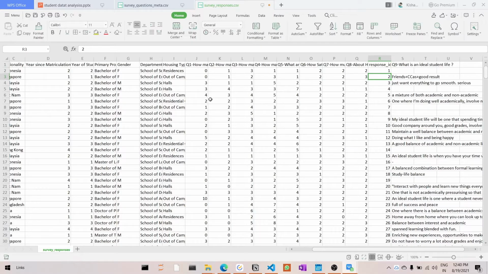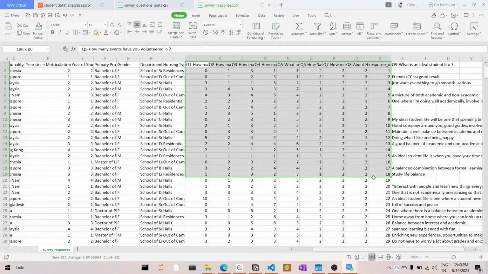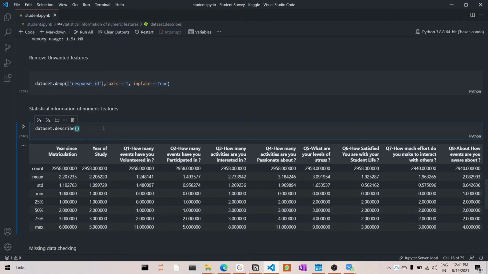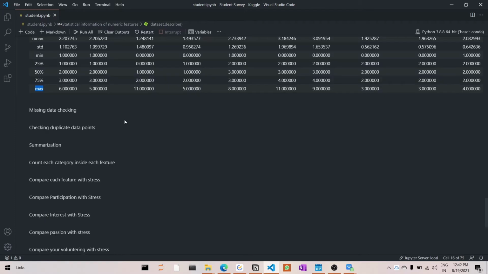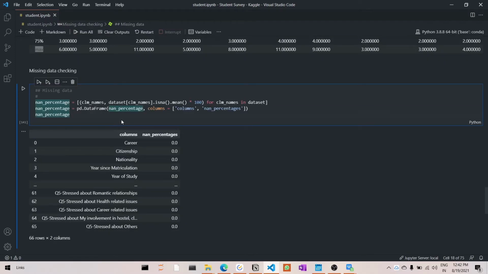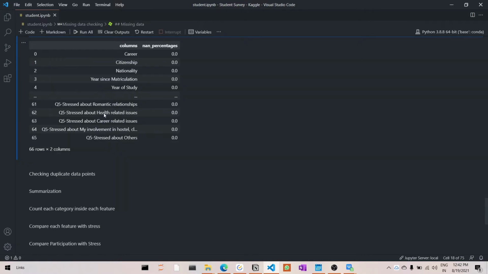Then we have some features which are answered in numerical form, so we can find some statistical information about them. Here you can see when we perform dataset.describe, this is how we can find the statistical information about our numerical features. You can see the count, mean, standard deviation, minimum value, 25% value, 50% value, 75% value, and the maximum value. Then let's check the missing data. This is the code, and here you can see there are no missing values. We are good to go.